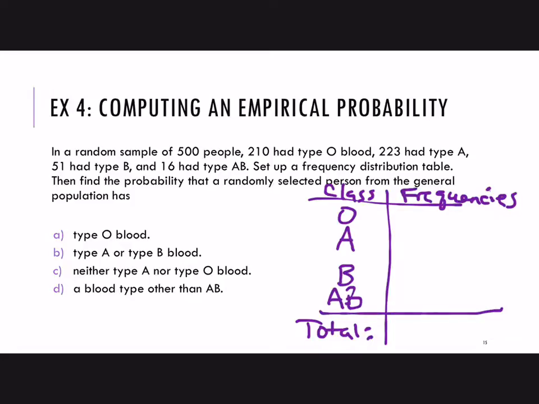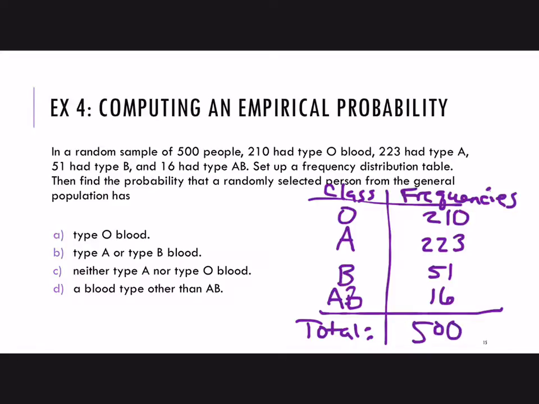And then the frequencies would just be the number of observed things of each class that we saw. So the frequency of type O blood would be how many people were observed with that type. That's 210, and then 223 had type A, 51 had type B, and 16 had type AB. Now you would add all of those together to get the total, but in this case we've actually just been told the total as well. This is a sample of 500 people, so those should add up to 500.